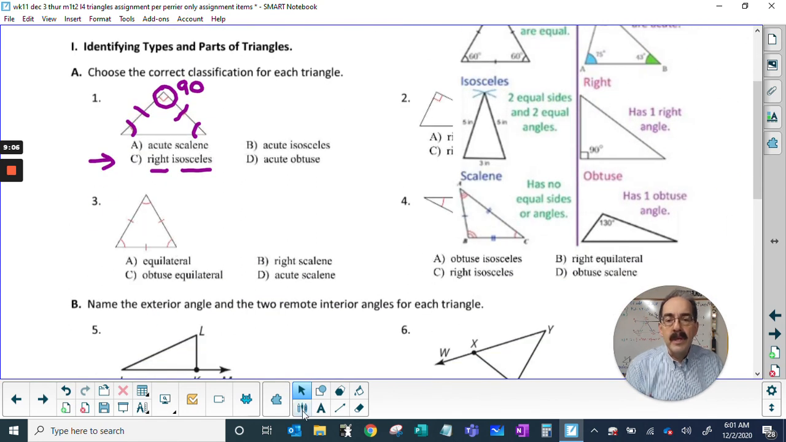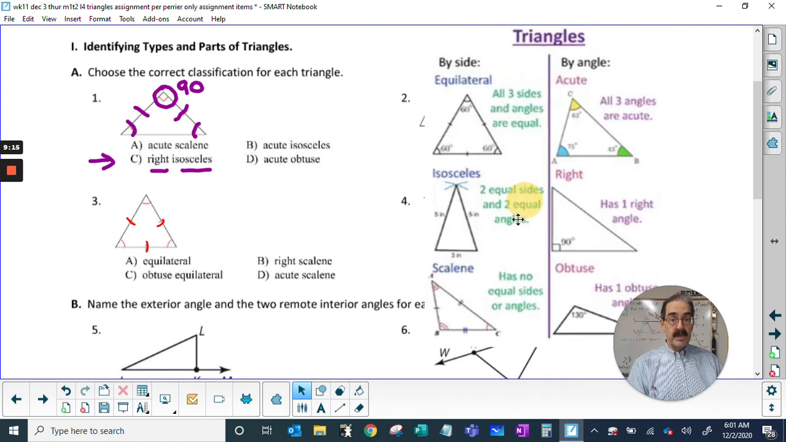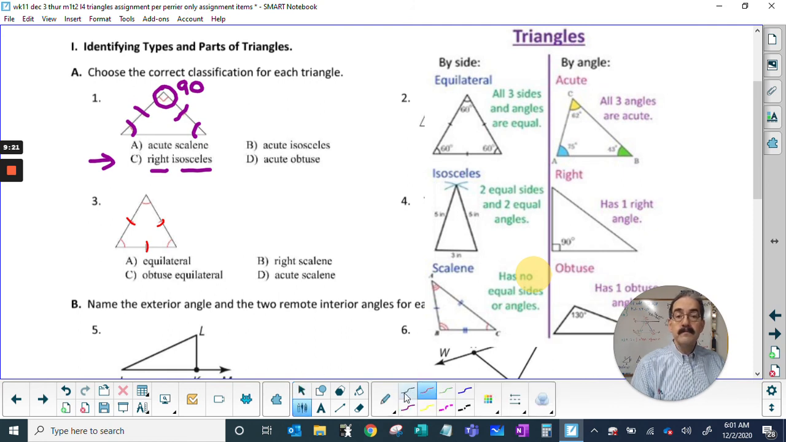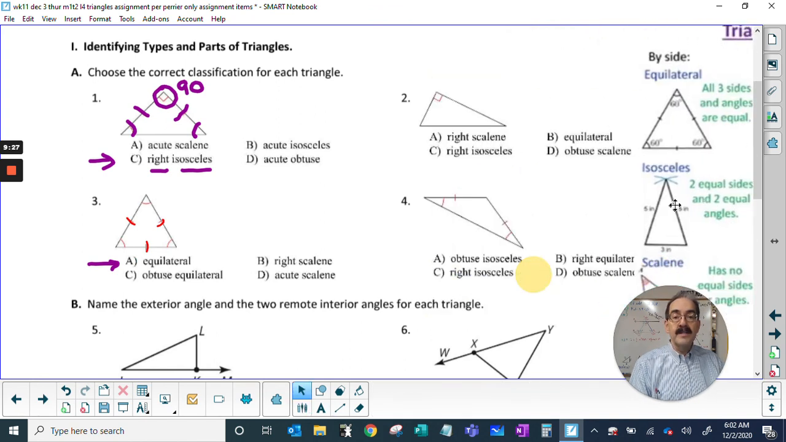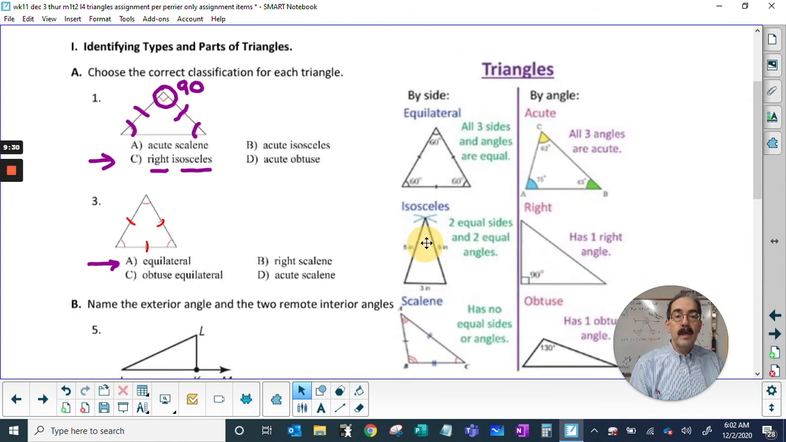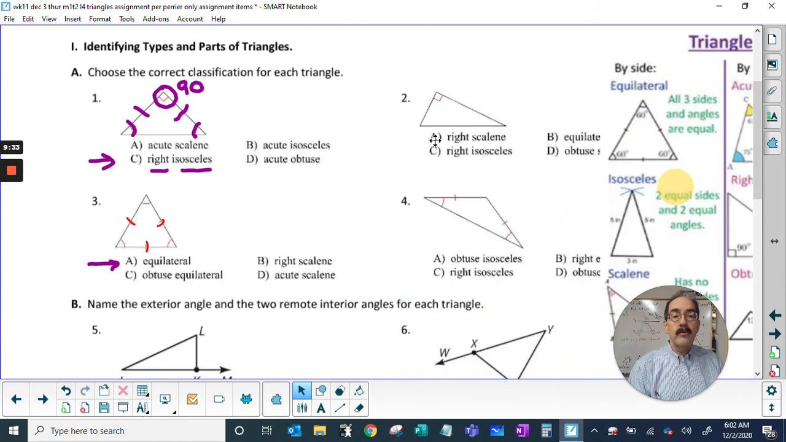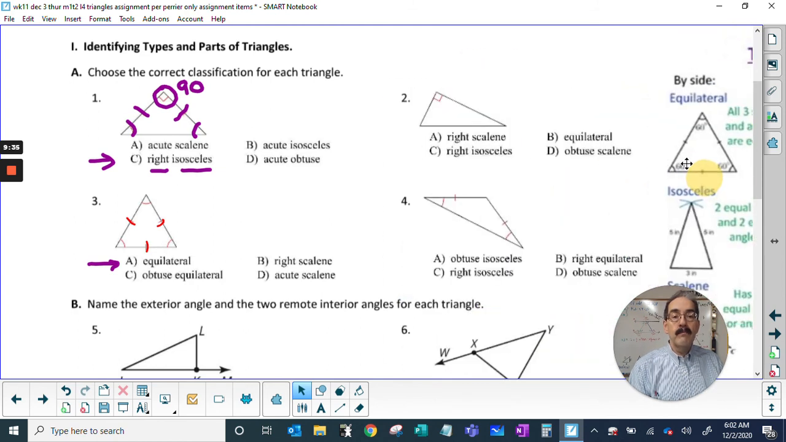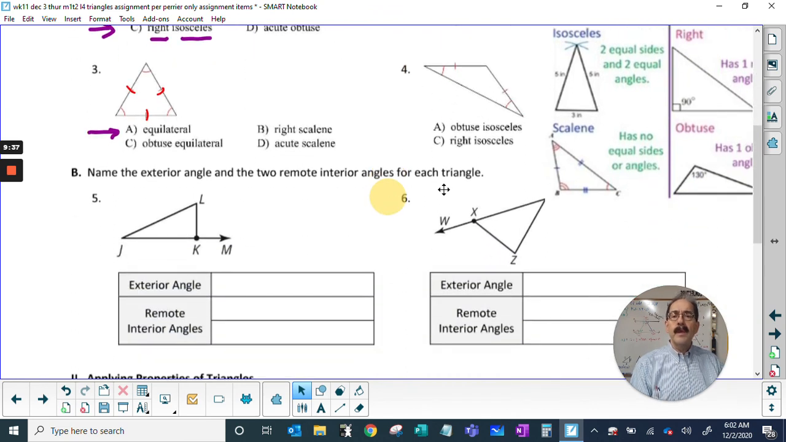Number 3, first thing we want to see is these hash marks. Hash mark, hash mark, hash mark. That means everything is equal. Which one of these shows everything is equal? Equilateral. And again, since this is our solo activity, you try number 4.